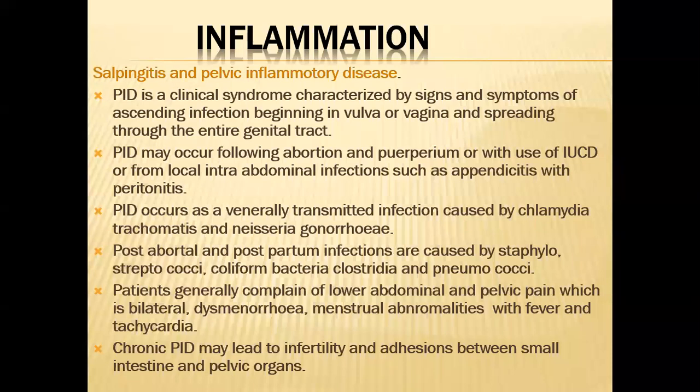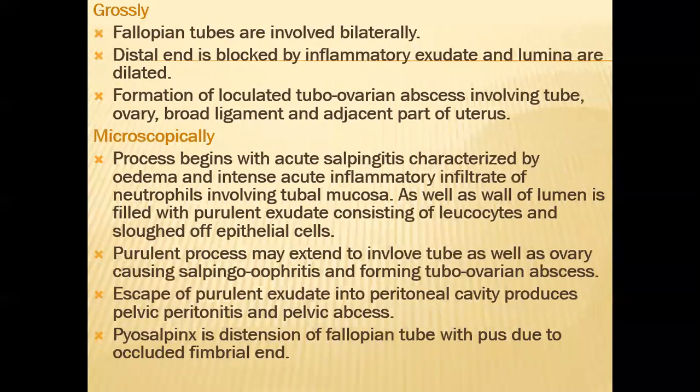Patients generally complain of lower abdominal pain, pelvic pain which is bilateral, dysmenorrhea, menstrual abnormalities with fever and tachycardia. Chronic PID may lead to infertility and adhesion between the small intestine and pelvic wall. So it is a serious condition. The symptoms are not so painful, but it can lead to infertility and serious complications later.